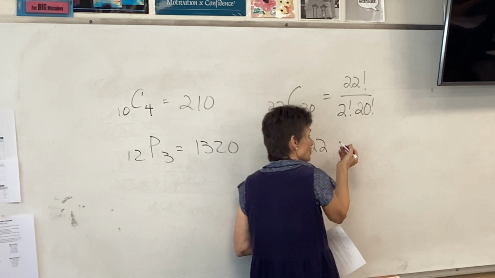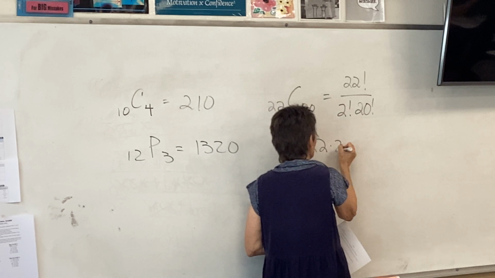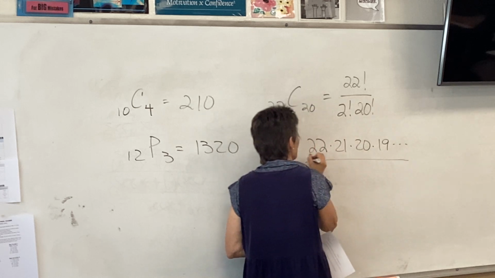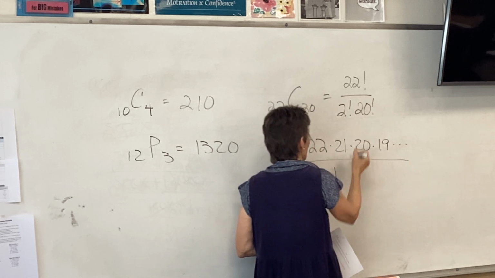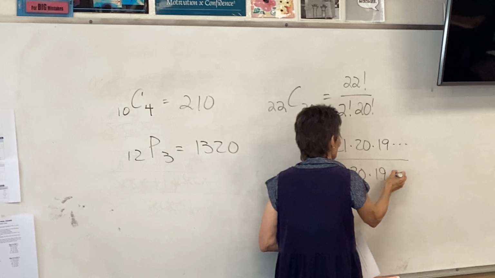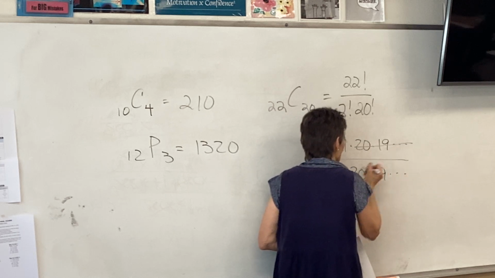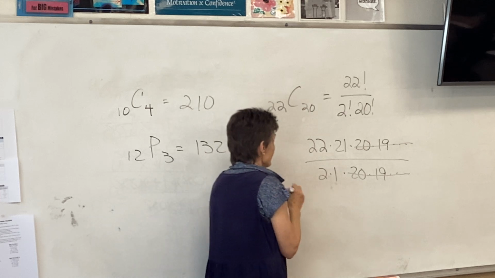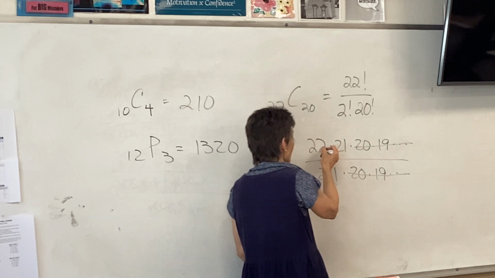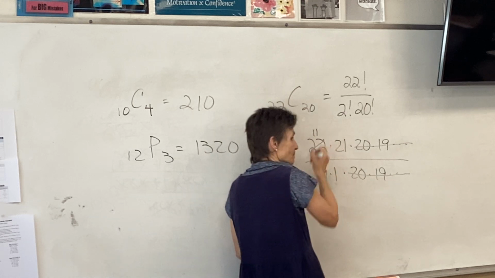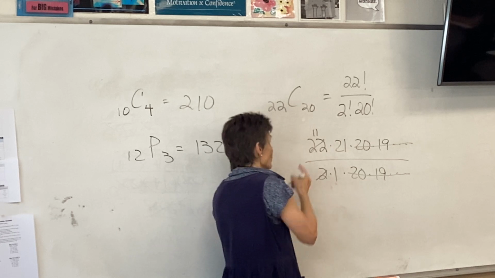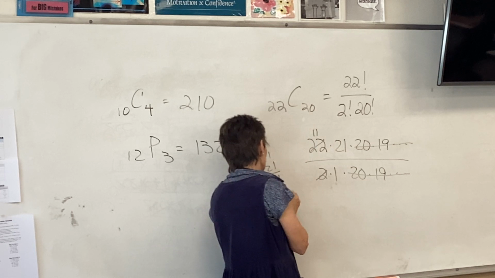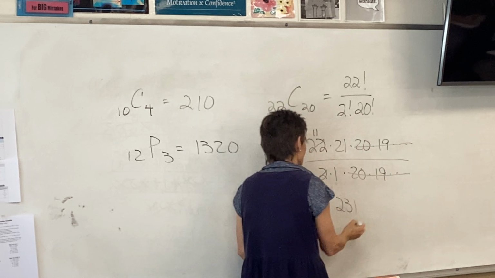So what's 22 factorial? 22, 21, 20, 19, and this is 2 times 1 and 20 factorial. Now you see what's going to happen, guys? All that's going to cancel, right? 2 goes into 22 11 times. So your answer is 11 times 21, which is 231.